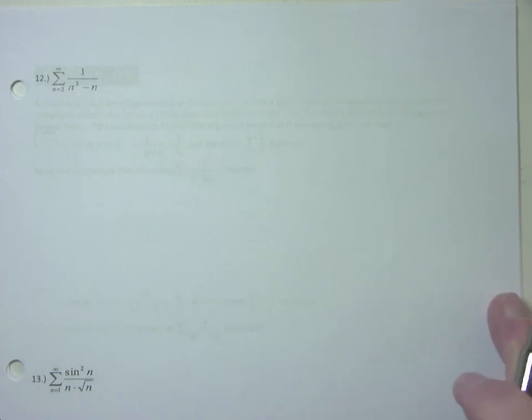I got the sum as n goes from 2 to infinity of 1 over n cubed minus n. If I was going to do this problem, I'm going to do a comparison test. Anytime it's a 1 over n cubed minus n, polynomial over polynomial, I'm going to do it like a comparison test.